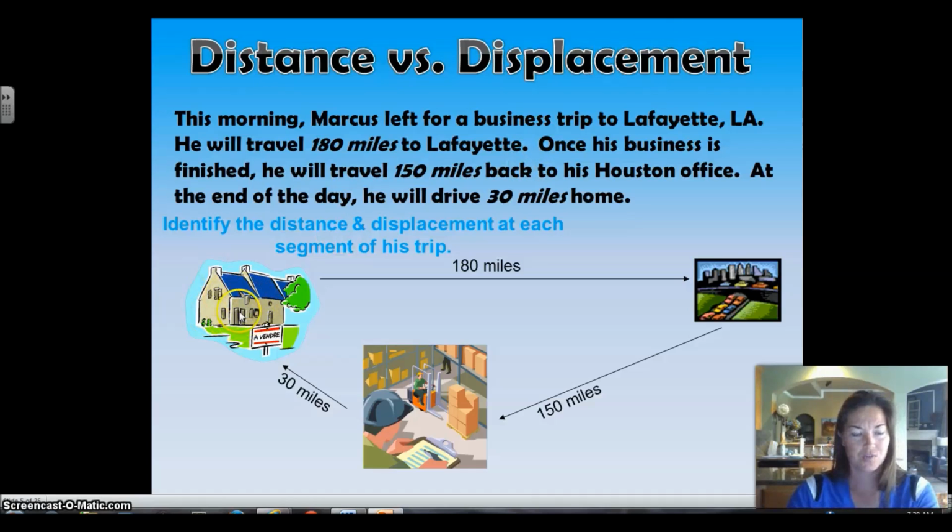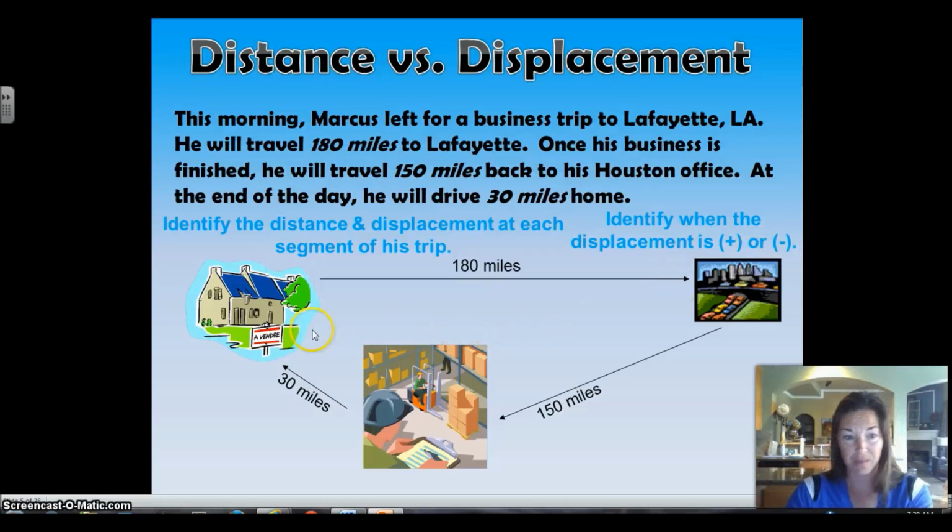So here's where he starts from. This is home. He travels 180 miles to Lafayette. And then when his business is finished here, he travels 150 miles back to his office in Houston. And at the end of the day, he travels the remaining 30 miles home. Identify the distance and displacement at each segment of his trip, but I also want you to identify when the displacement is being positive, moving forward away from the reference point, or negative, moving backward toward the reference point.